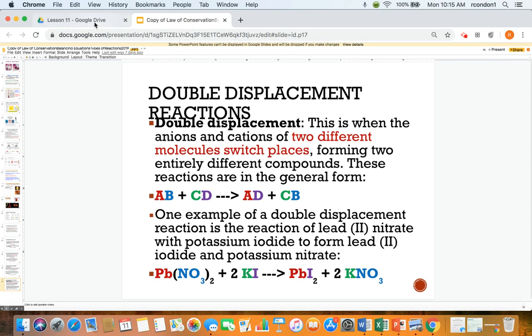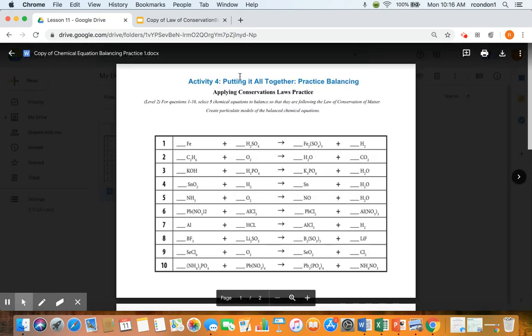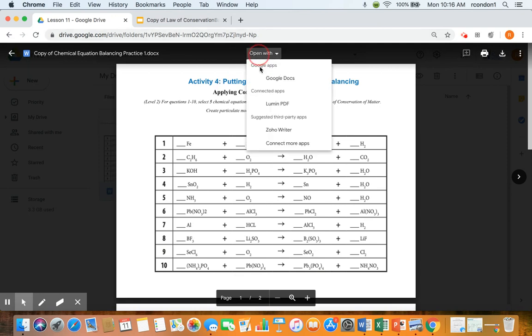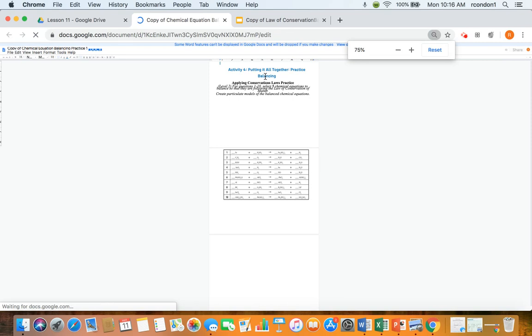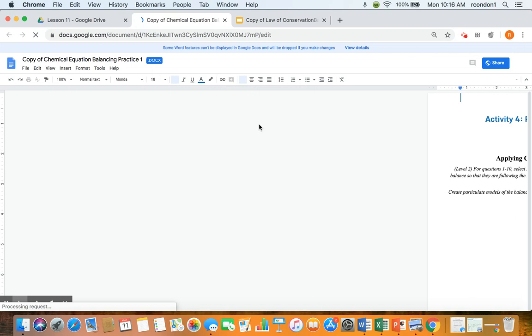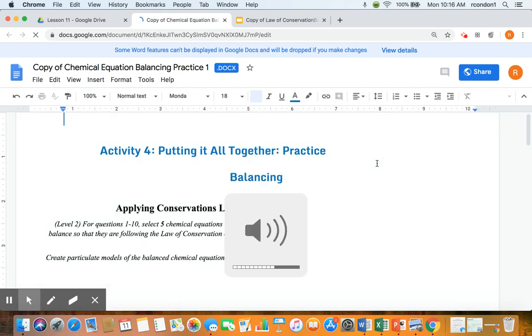That's about it. If we're going to do an example here, let's see if we can open this up with Drive. Let's see. Open with Google Docs. Oh, this is tiny. Let me get it larger. I don't know why it's over here. There we go.